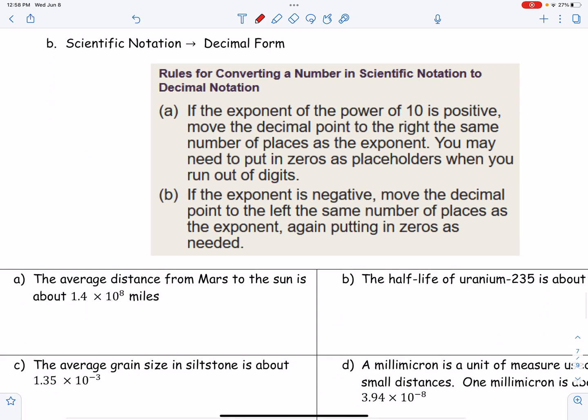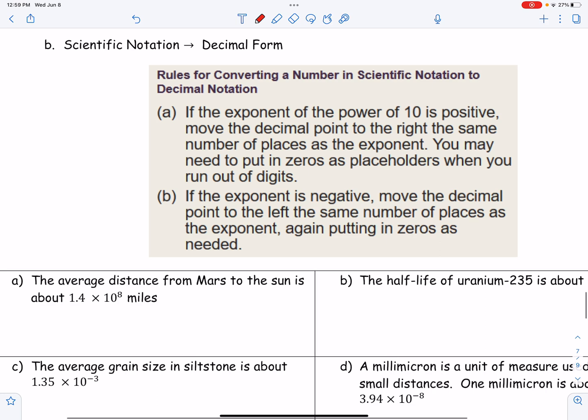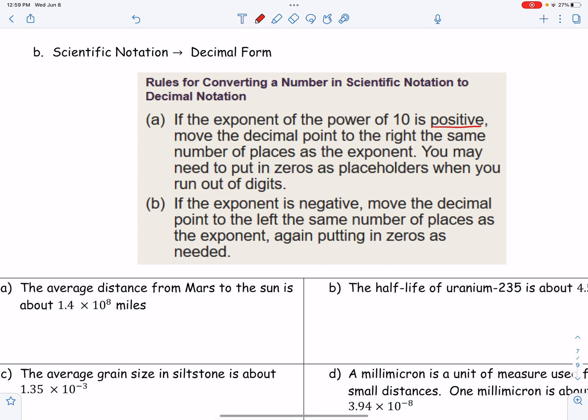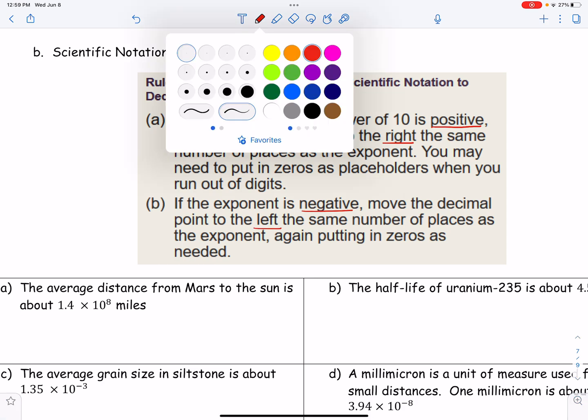All right, so now we just want to make sure that we can go from scientific notation back to standard form. And this one to me is even a little bit more straightforward, because when you're going back to standard form, the exponent just tells you how to move, right? If the exponent is positive, you move the decimal to the right. If the exponent is negative, you move the decimal to the left, and that's all there is to it.